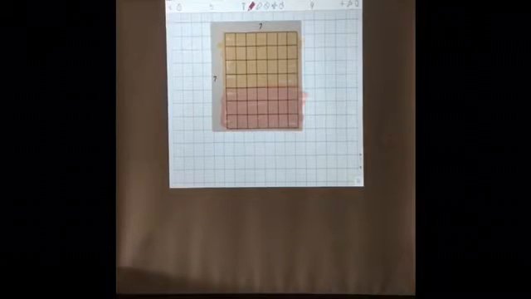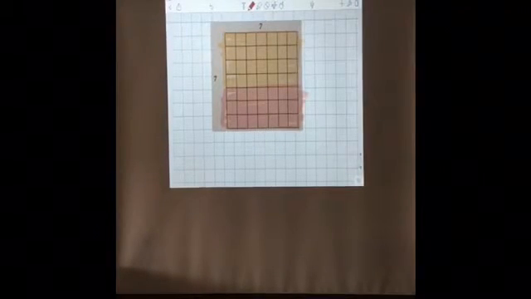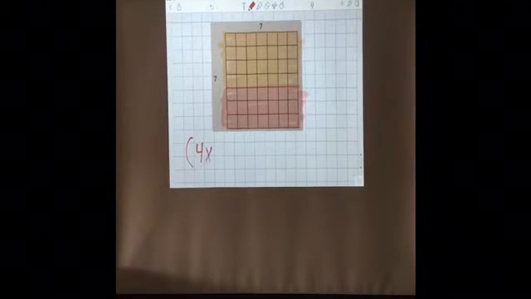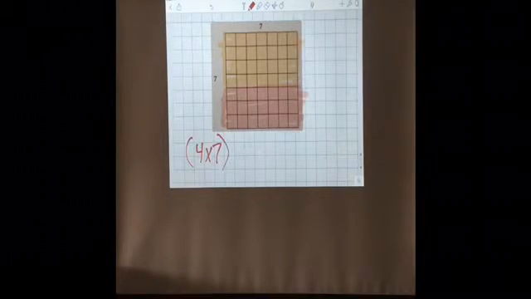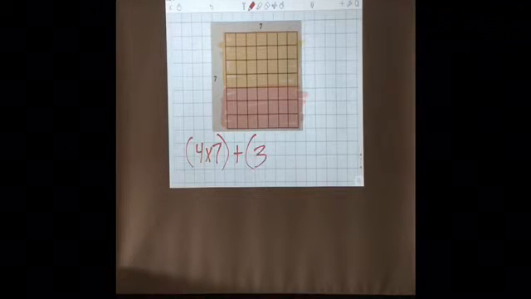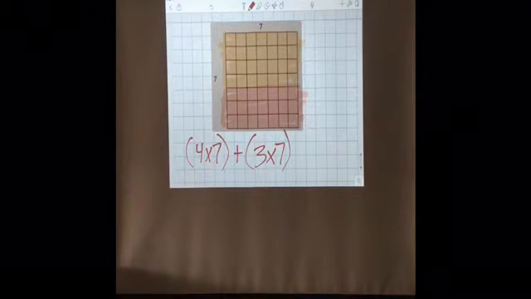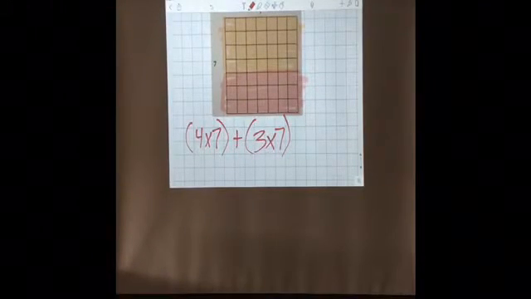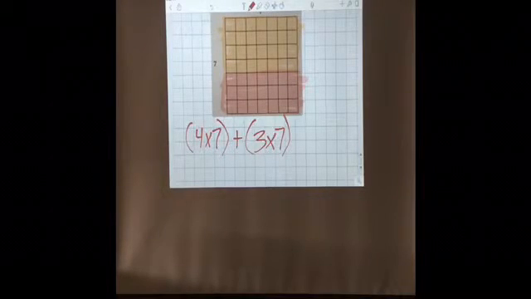Okay, so let's write it out. How do you write it out? You put 4 times 7 plus parentheses 3 times 7. Okay. So what is 4 times 7? Is anybody not good at 4s? Just say me. Okay.